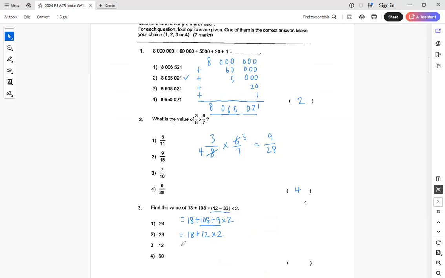Okay, then we continue. So 18 plus 12 times 2. All right, you have to do your multiplication first. So let me underline this. The 18 just copy down plus 12 times 2 gives us 24. So 18 plus 24, you just solve it. Your answer will be 42. So our answer will be option 3. All right. So let's move on.